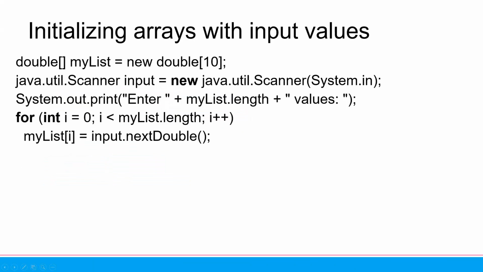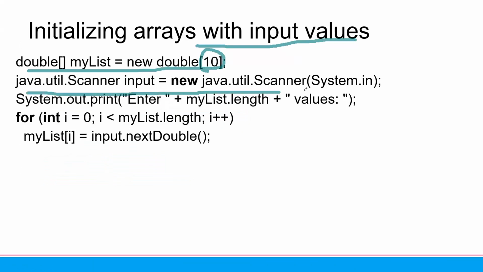This one is to initialize the array with input values. Once I define my list with size 10, I would like to get the user input using the scanner. Then I can ask the user, for example, since the length is 10, please enter 10 values.